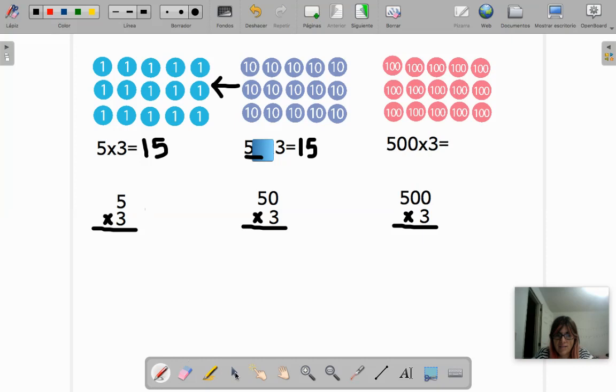But we are not finished because remember that, yes, we have 5 and we repeat it 3 times. So we know we do have 15 circles. Let's count. 1, 2, 3, 4, 5, 6, 7, 8, 9, 10, 11, 12, 13, 14, 15. So do you see that, yes, we have 15 circles, but they are of 10. So we cannot say that it's only 15, because if we add them, this is 10, 20, only with 2 circles, I already have 20. So is it correct to just put 15?